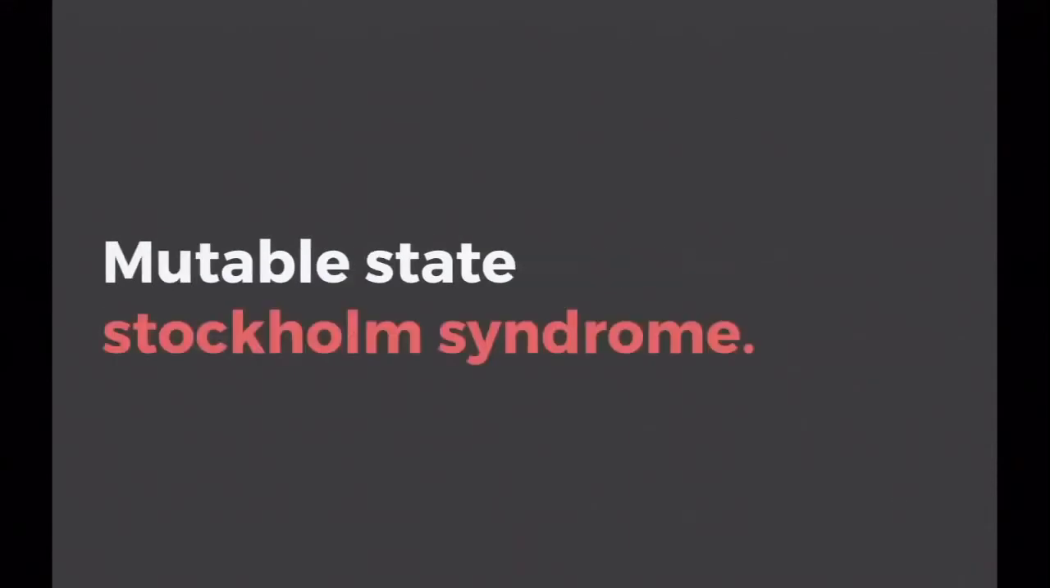So I want to talk about the many mutators problems. We call this the shared mutable state. Pete Hunt calls this the root of all evil. I agree with him. And I really think that we have mutable state Stockholm syndrome. We think that this is good for some reason. I don't get it. Why do we think this is good?